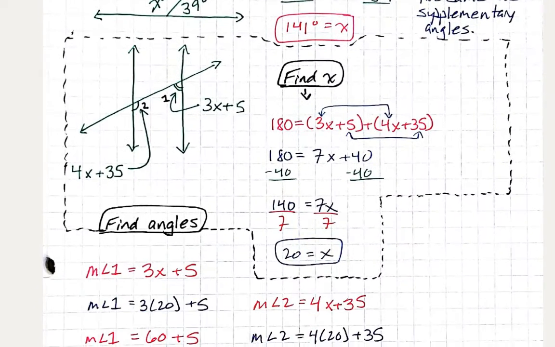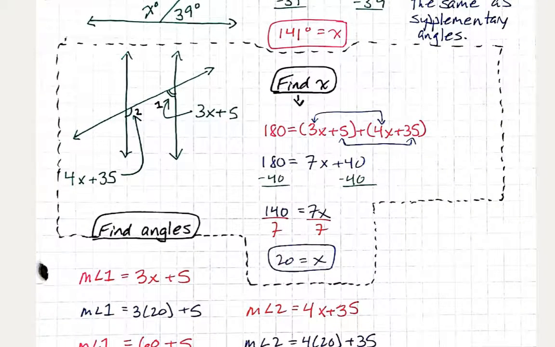Here's another example. This one's a little different, and I want to point this out. Here we have two parallel lines and a transversal crossing them, and angle 1 and angle 2. We won't get to this till chapter 3, but they are supplementary, even though they don't come together. They're not a linear pair, but they happen to be supplementary. They add up to 180 degrees. So I have 3x plus 5, and I have 4x plus 35. I add them together, with the plus in the middle. They equal 180. That's the setup for the equation.